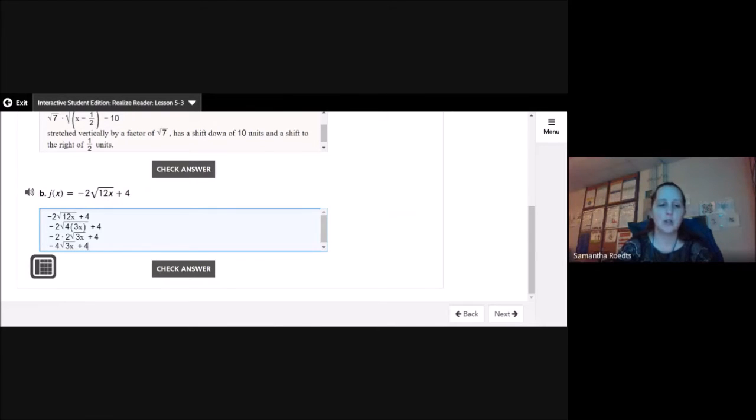I still want to make sure the x is by itself. So this is -4 square root of 3 times the square root of x plus 4. So looking at this, I have a reflection across the x-axis because this is negative. Okay. It's stretched by a factor of 4 square root of 3 and is shifted 4 units up.